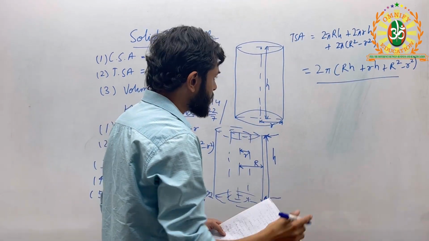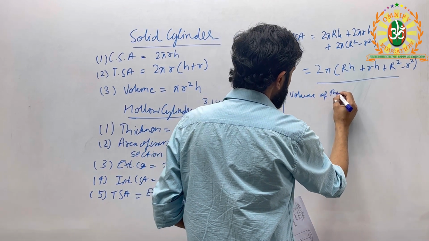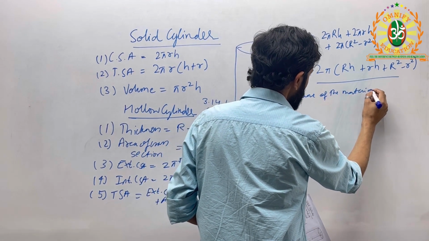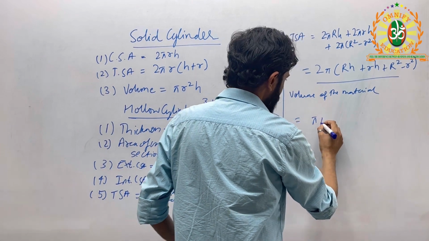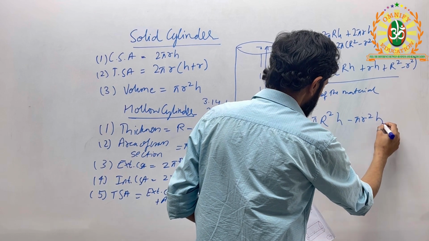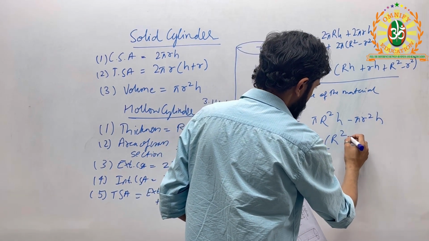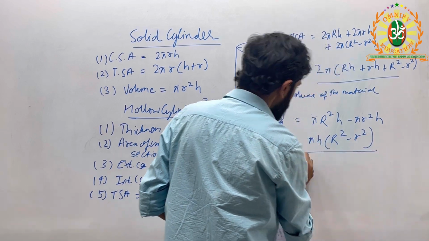And the last in this is the volume of the material. The volume of the material would be pi capital R square h minus pi small r square h. Taking pi h common, it would be pi h (R square minus small r square). This would be the volume of the material.